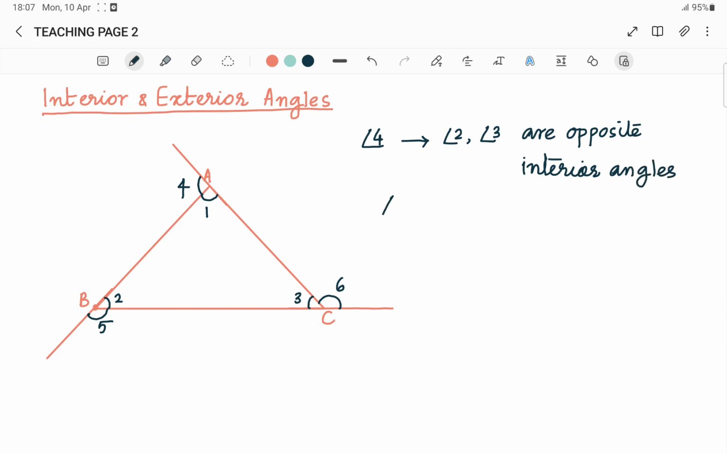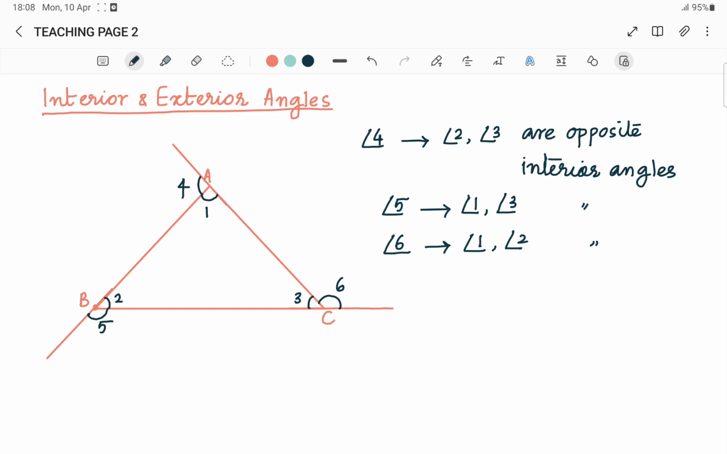Similarly, for angle 5, you can say angle 1 and angle 3 are opposite interior angles. For angle 6, you can say angle 1 and angle 2 are opposite interior angles. Okay, so this is how you can draw interior and exterior angles.